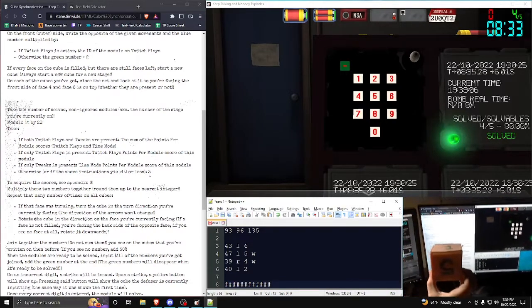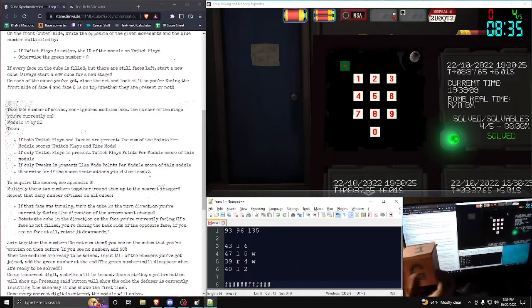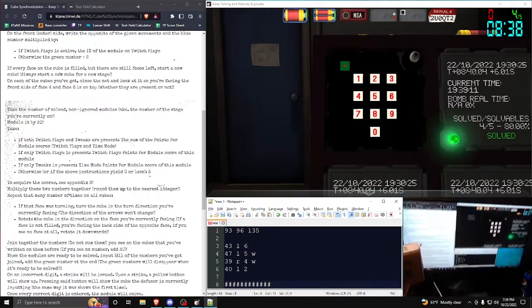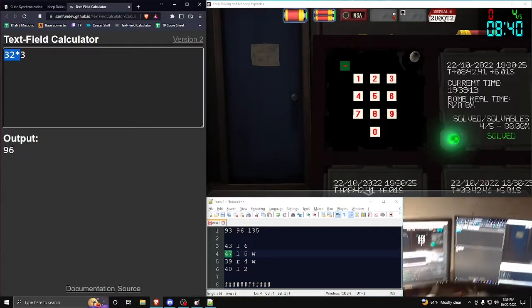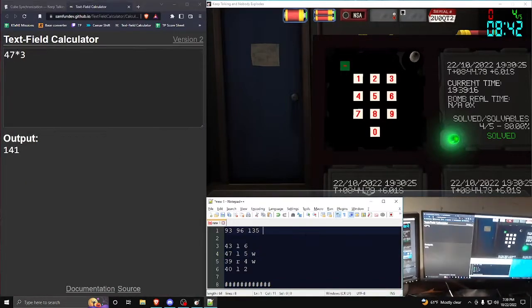So now we're at phase 5. We do have a 5. We do have a number on this phase, so we're going to take that number tripled. So 47 times 3, which I don't know, is going to be 141.